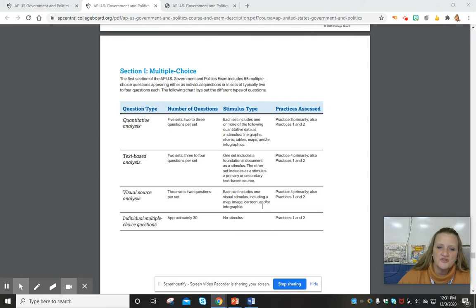And then there are some that are just thrown in. It says approximately 30 or so questions that are individual choice questions that don't have any kind of stimulus. Sometimes where it says visual source, they might give you a visual or a reading in your questions, the stem, and then you have to answer 3 or 4 questions with that. That's what they're talking about as sets. Then there are individual choice questions that might be anything from different types of policy all the way to looking at graphs. It could be anything.